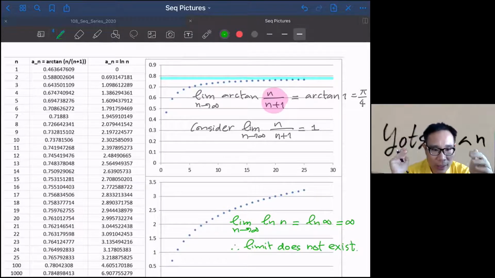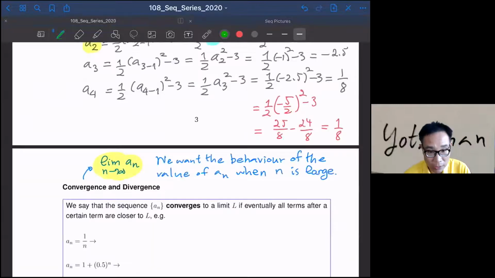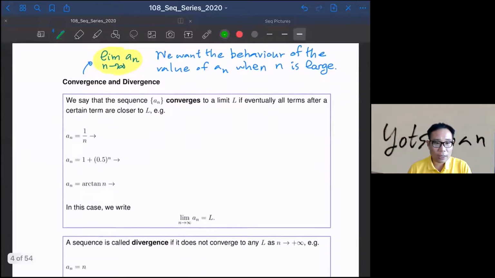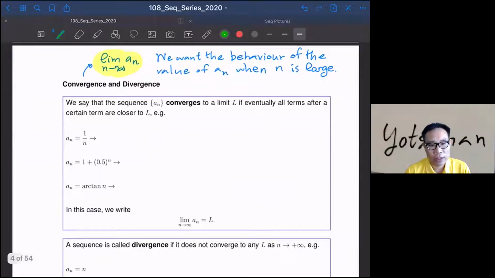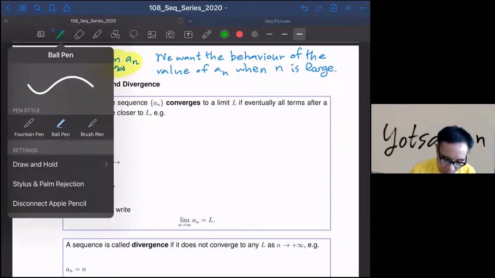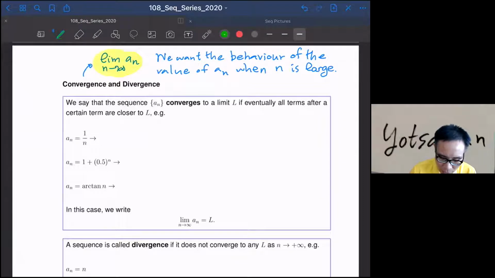Before I do that, let's talk about the definition of convergence and divergence a little bit. So we're going to say that the sequence is convergent, or the sequence converges to the limit L, if eventually the terms of the sequence are closer and closer to L. So this one is going to be convergent with the limit equal to L, okay? And you're going to have the divergence.